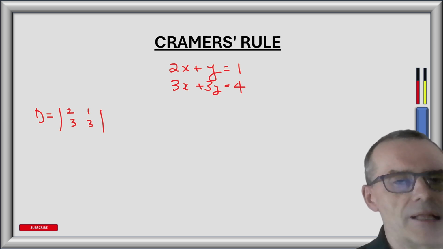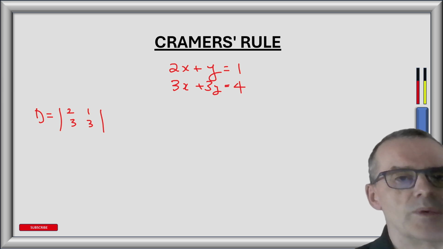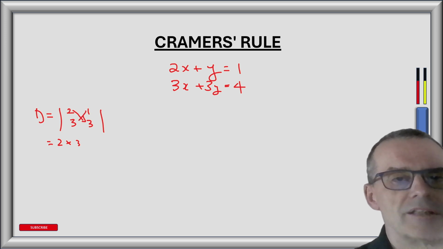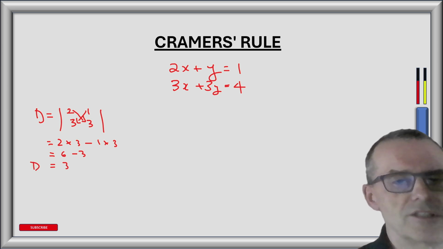So the way we calculate the determinant is we say 2 times 3, and that's minus 1 times 3. So if we work that out, 2 times 3 is 6 minus 3, that is 3. So the determinant of the coefficient matrix is 3.